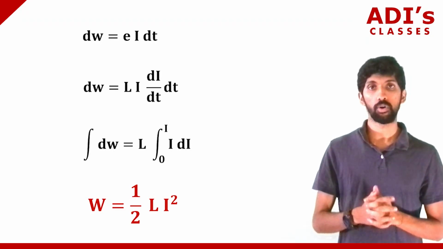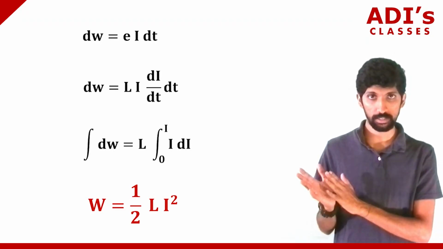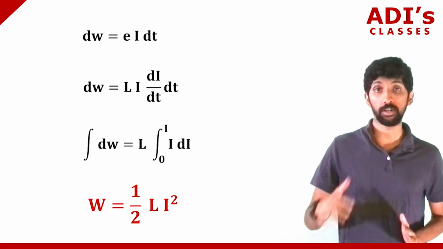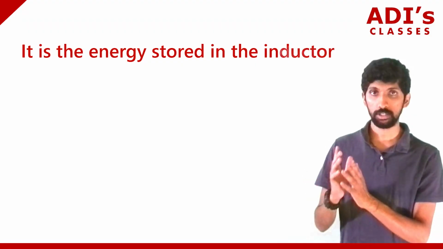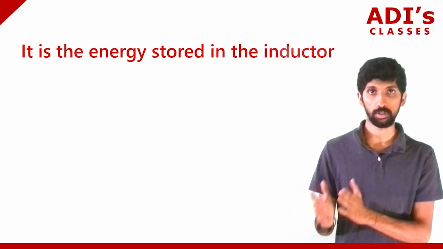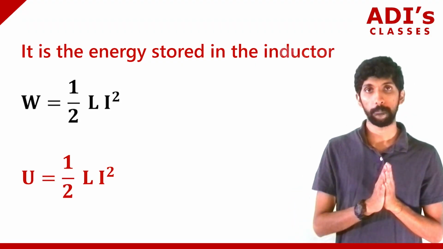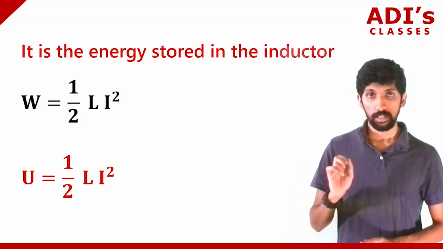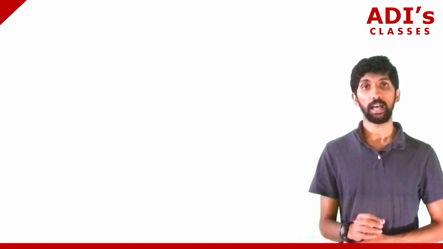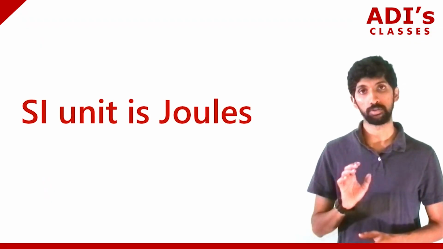So now you get half L I square. The work done is nothing but the energy stored in the inductor. Let's call this U. So U is equal to half L I square. Half L I square is the energy stored in the inductor. Since it is energy, the SI unit is joules.